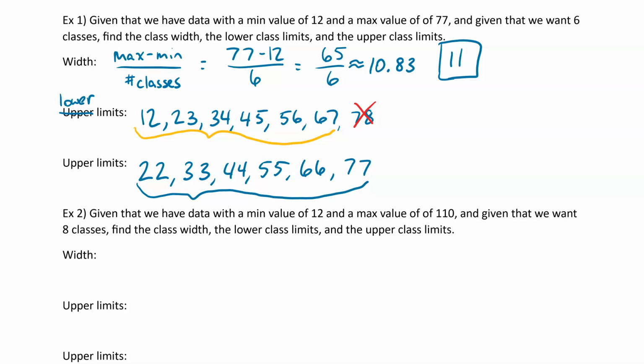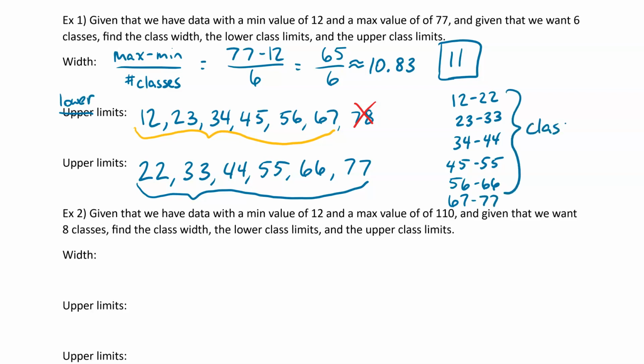So essentially what this means is that all of our classes would be 12 to 22, 23 to 33, 34 to 44, 45 to 55, 56 to 66, and 67 to 77. Those would be our actual classes. Now this question didn't actually ask for that, but that's the idea of where we would go with it.